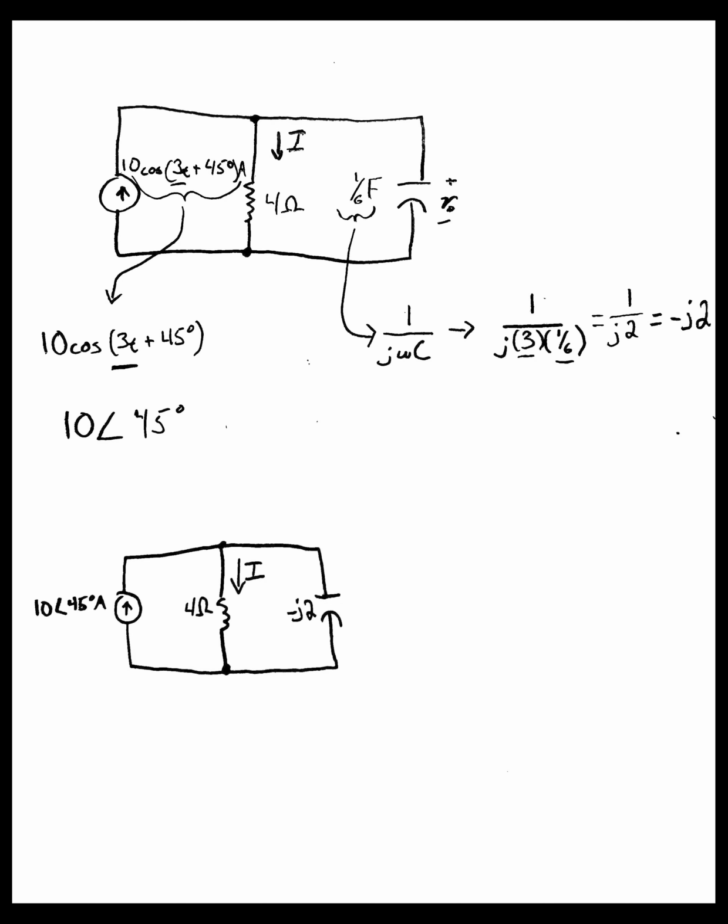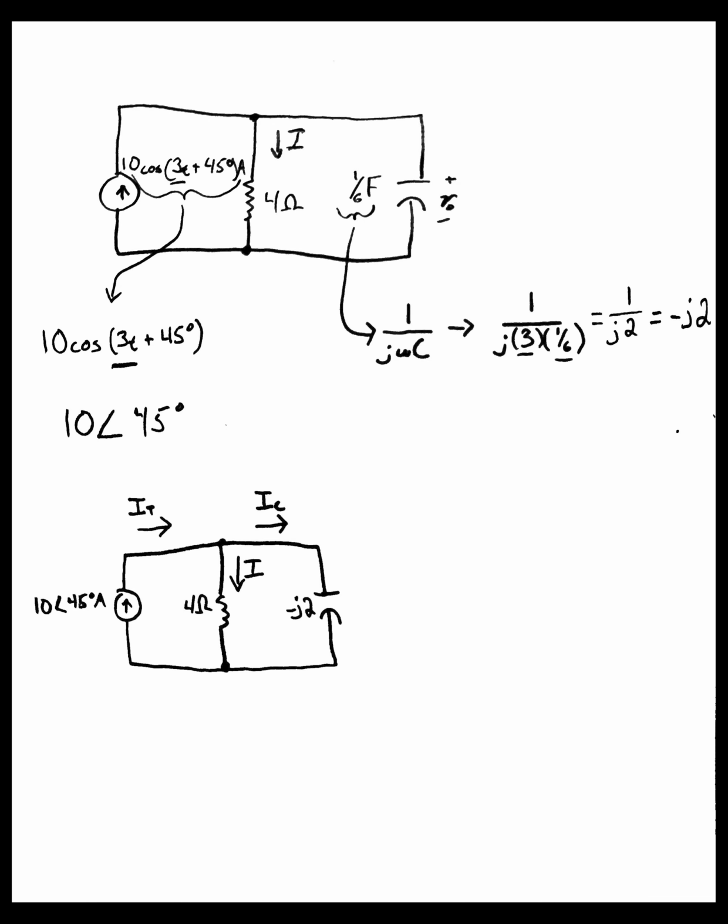But to know this current, we have to know all the currents. So here I've gone and labeled the other currents in this circuit. We have IT, which is the current coming from the source, and then we have IC, which is the current through the capacitor. And that's all 3 branches in this circuit. To solve this, I'm going to have to use Kirchhoff's current law. It states that all the currents at a node must equal 0, or all the currents entering a node must equal the currents leaving a node.